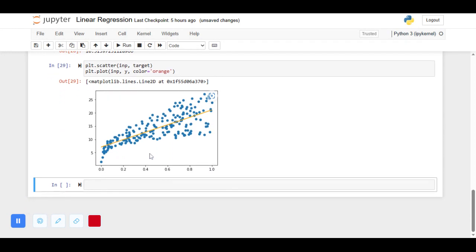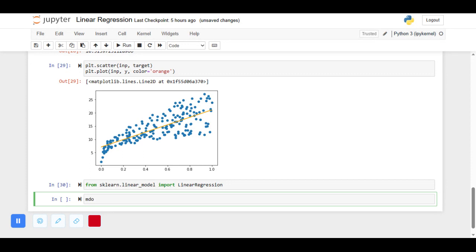So now let's compare our model with the model which is available from sklearn. We can import the linear regression algorithm from sklearn. We can say from sklearn.linear_model import LinearRegression. Okay, so we have successfully imported the linear regression.